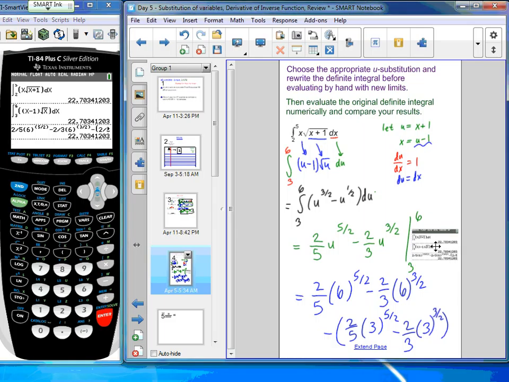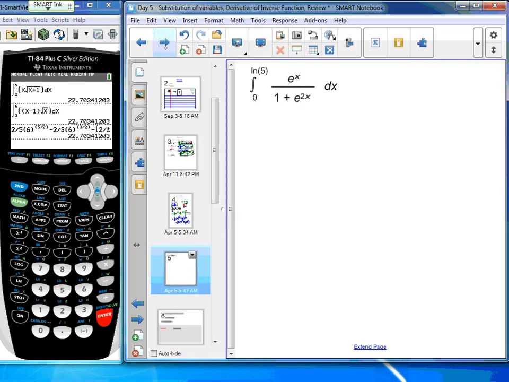Awesome. What questions do you guys have about our change of limits? So we use u-substitution to rewrite the integrand expression in such a way where we could use algebra to rewrite it in a form that we recognize and integrate term by term. Let's go ahead and practice one.